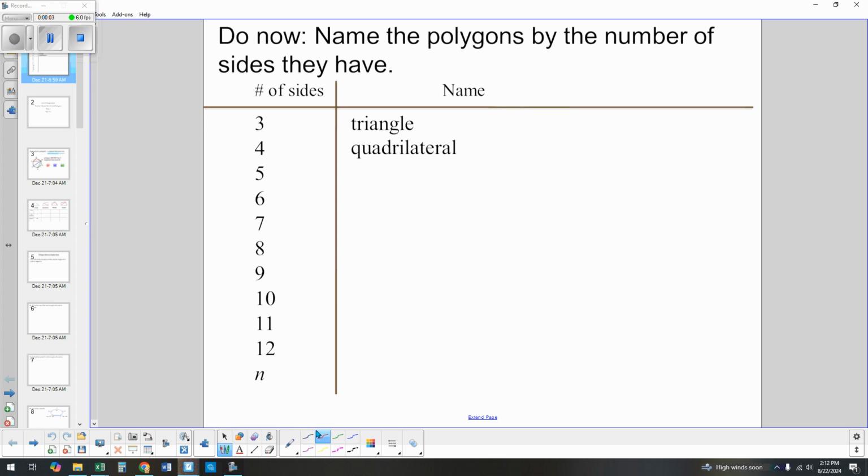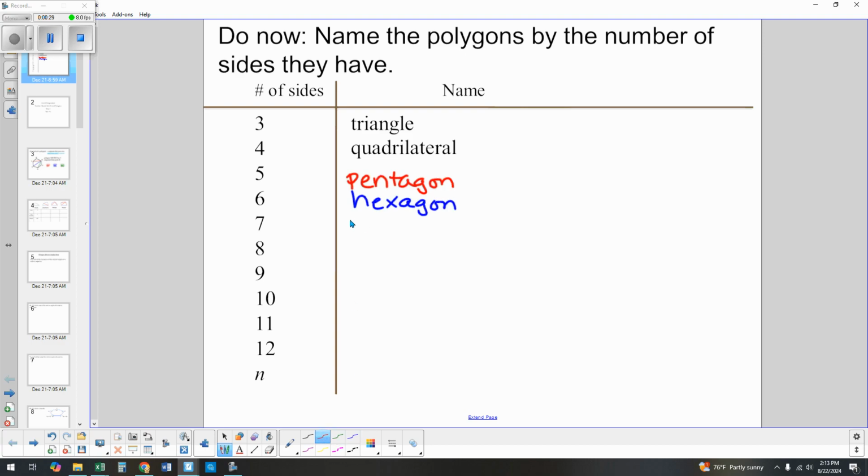This is lesson 7.1. To start it, we're going to talk about the names of polygons based on how many sides they have. We should already be familiar with the triangle, a figure with 3 sides, and the quadrilateral, a figure with 4. A 5-sided figure is called a pentagon. A 6-sided figure is a hexagon.